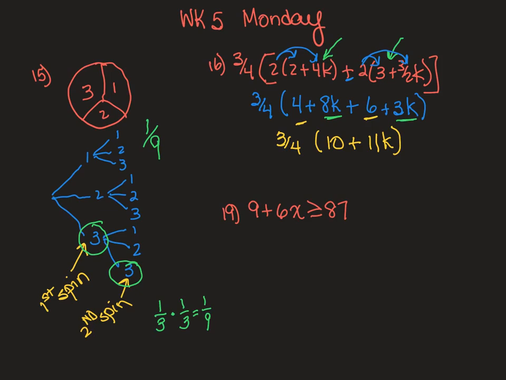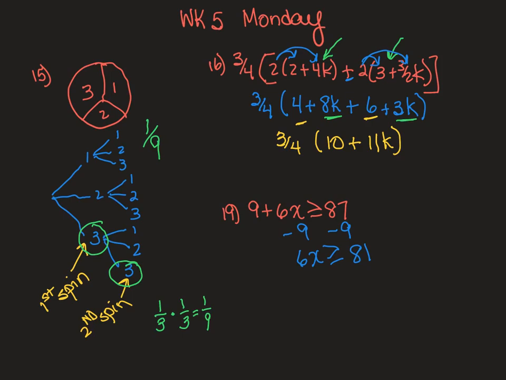Okay, so the last one we're going to do is 19. And this again is an inequality. And we have, what's his name? Chico. Chico needs $87 for his new shoes. He's got 9. He's going to save up for 6 more weeks. So he wants to know how much he needs to save each of those weeks. So here we go. First thing we're going to do is subtract 9 from both sides. Okay, we need to know what 6x needs to be. Well, 6x needs to be greater than or equal to 81.